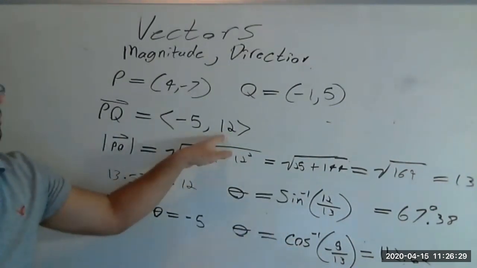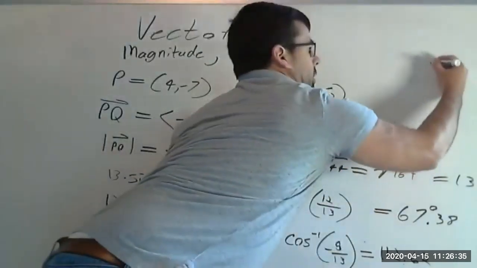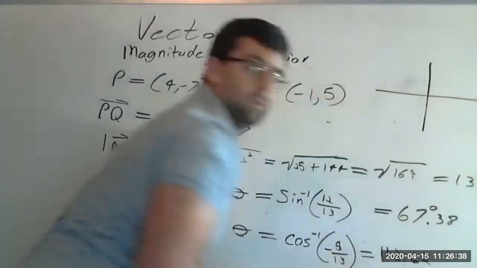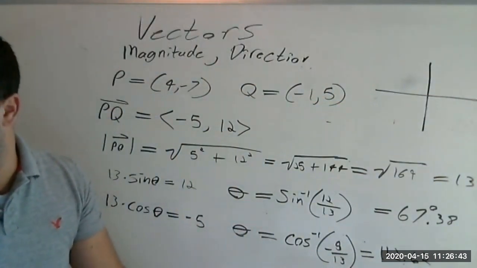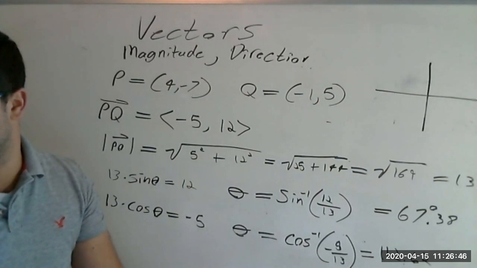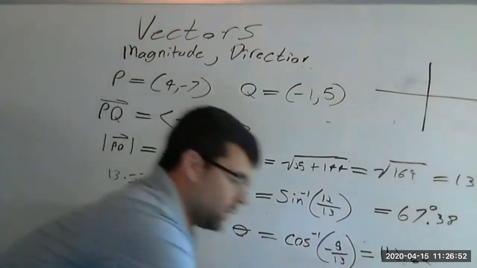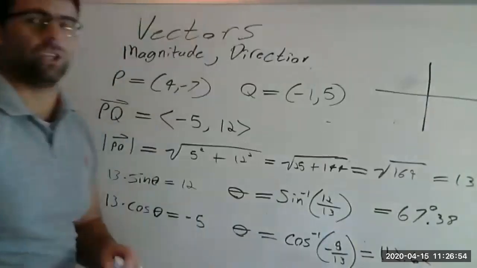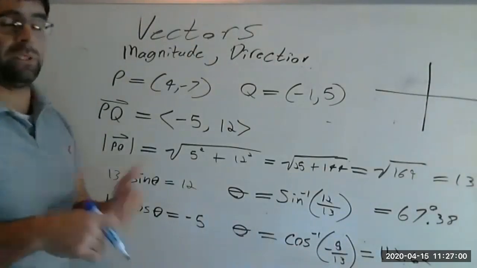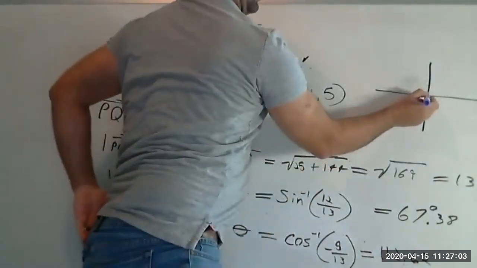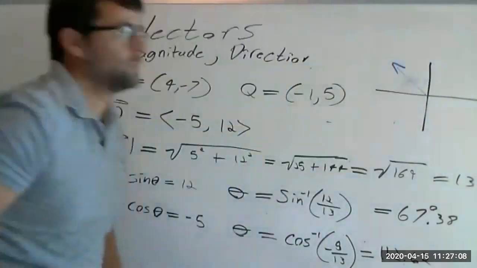So which way does this vector point? I guess we'll start with that. You have your axis right there. Which way does your vector point? Towards the second quadrant. Very, very good mathematical language. I like it. You could have said up and to the left, but that's a much more accurate answer. It's going this way.